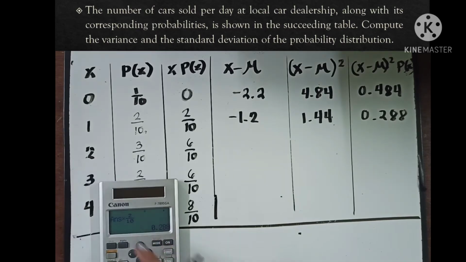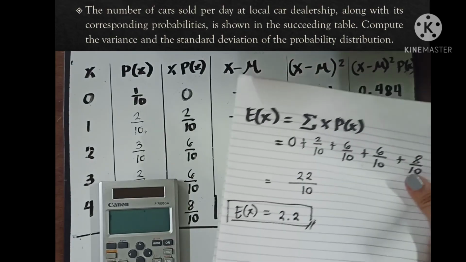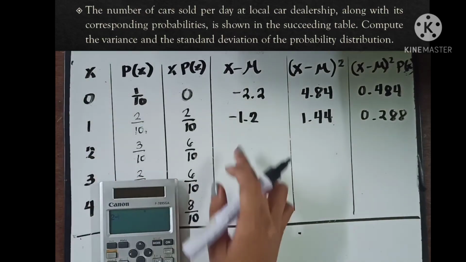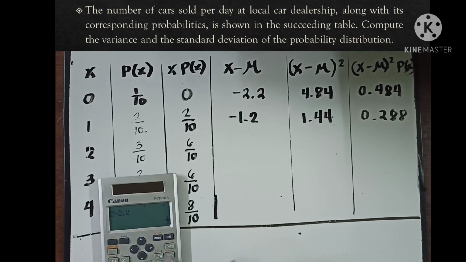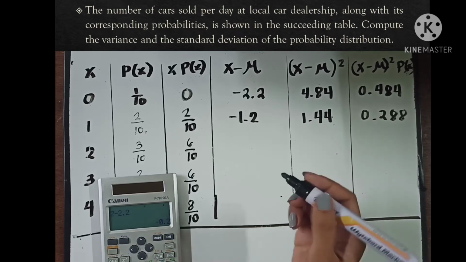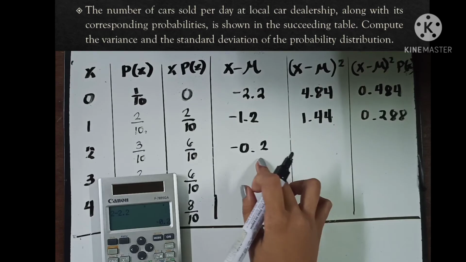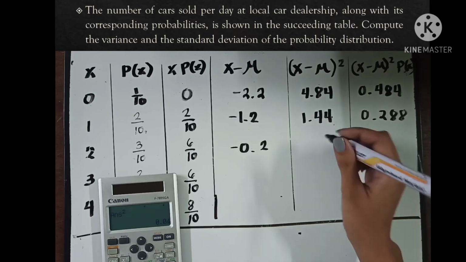Okay, so next. Next row na tayo. So, x natin is 2. Again, yung mu natin ay 2.2. Ito yung na-solve natin kanina. Again, yung mu natin ay 2.2 or yung E of x or mu ay isa lang po, ha? So, 2 minus, yung value ng x natin ay 2. Yung value ng mu natin ay 2.2. And that is equal to negative 0.2. Itong negative 0.2 natin, diretso nyo na sa calcu, pindot ang answer, pindot ang squared. And the answer is 0.04.